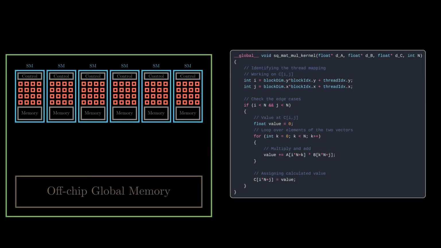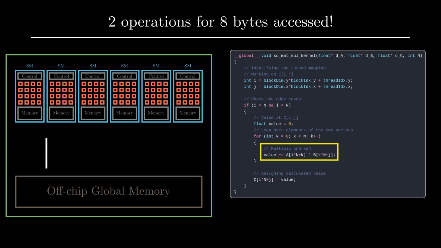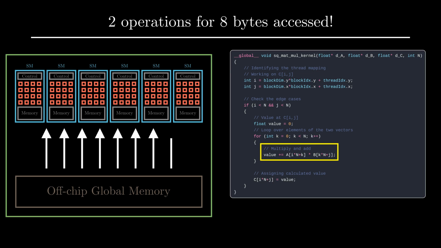For matrix multiplication, the part that takes the longest is the loop performing dot product. More specifically, the global memory accesses. This kernel function performs just two operations for 8 bytes accessed from the global memory. And mind you, these memory accesses are extremely slow. This is exactly why GPU is slower than a CPU for smaller matrices, as it's losing a lot more while moving data than it gains from parallelism.